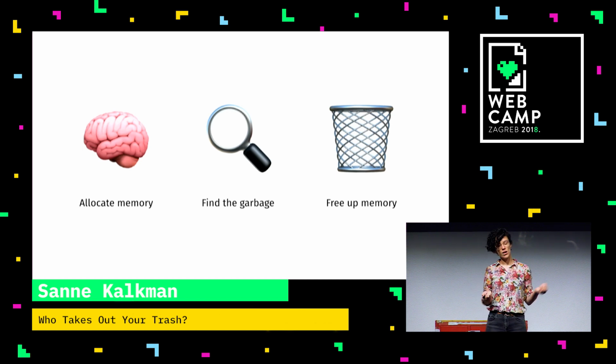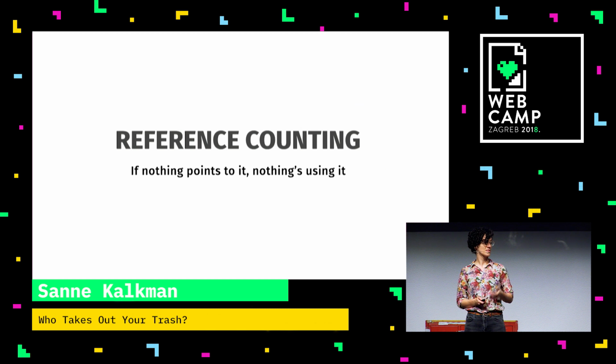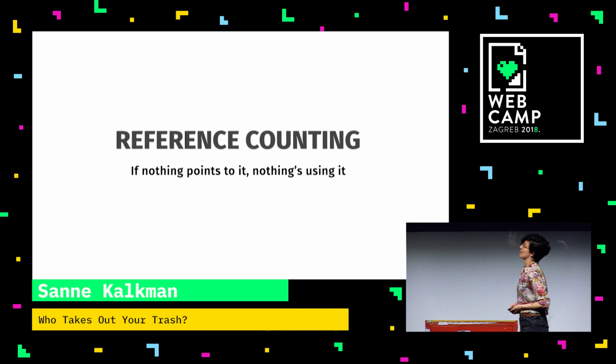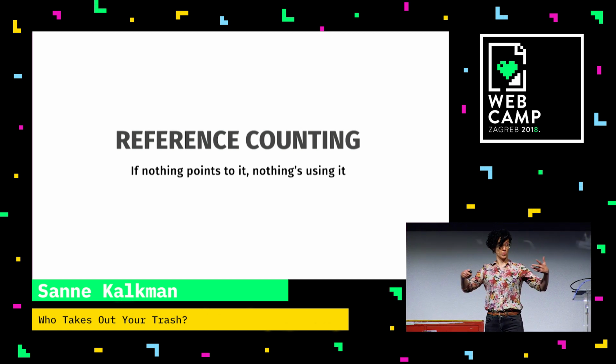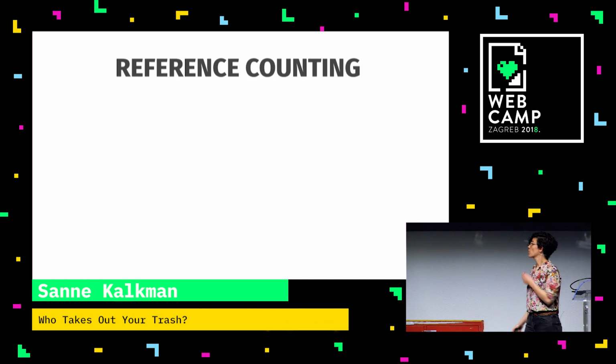And to talk about these 3 things, I'm going to take you through a few algorithms and strategies that can do this. And we're going to start with one of the simplest ones, which is called reference counting. And it does exactly what it says on the tin. It counts how many references exist to a certain object. Because if nothing points to it, you can't be using it anymore.